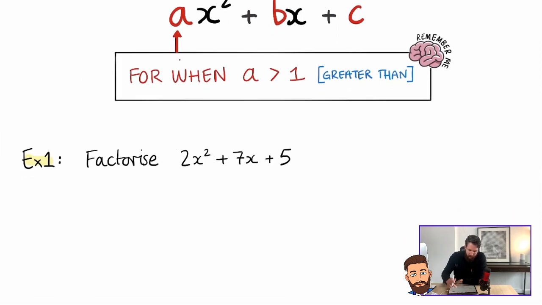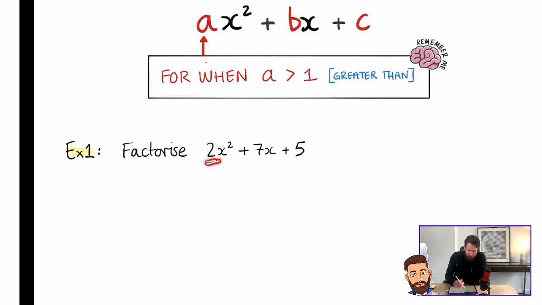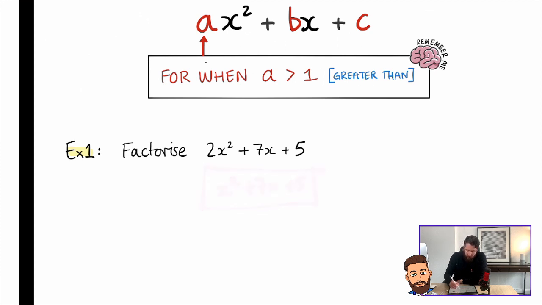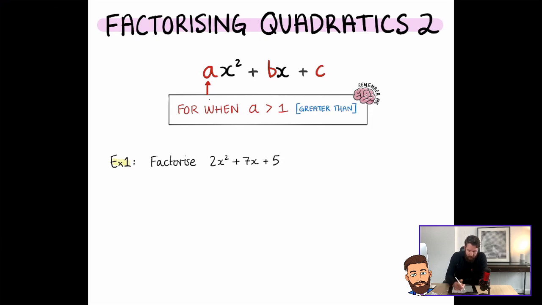So if you look at example 1, all it means is that we have a 2 in front of the x squared instead of x squared plus 7x plus 5. If we had this, we would just have to use the method from last lesson, but when you have a 2, or if you look at example 2, we've got 3 or even 7, when that number in front of x squared, or what we call a, is bigger than 1, we're going to have to use the following method.